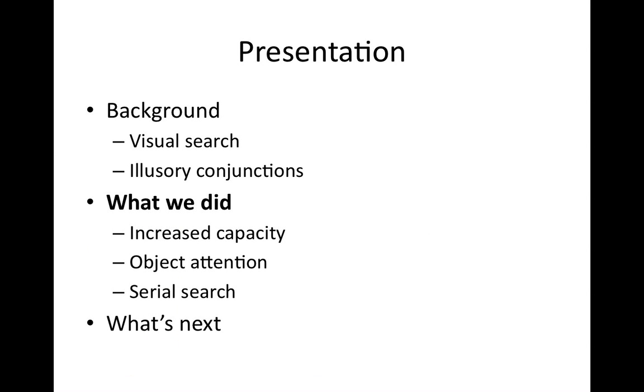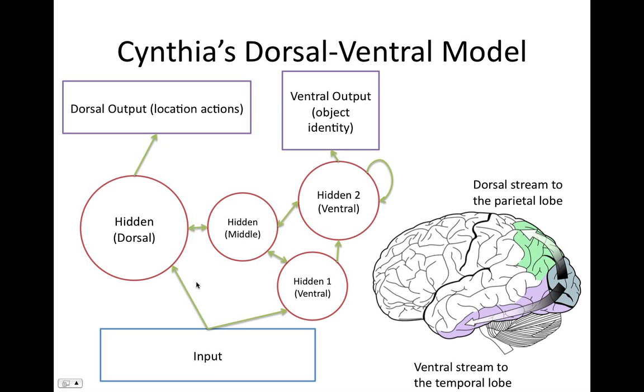So given these questions, we're addressing them here with Cynthia's original model that we'll be extending. You have inputs here, and outputs here and here. The outputs on the left mainly correspond to locations of objects, and the outputs on the right mainly correspond to object identity. So far, we've managed to modify the network in three major ways.